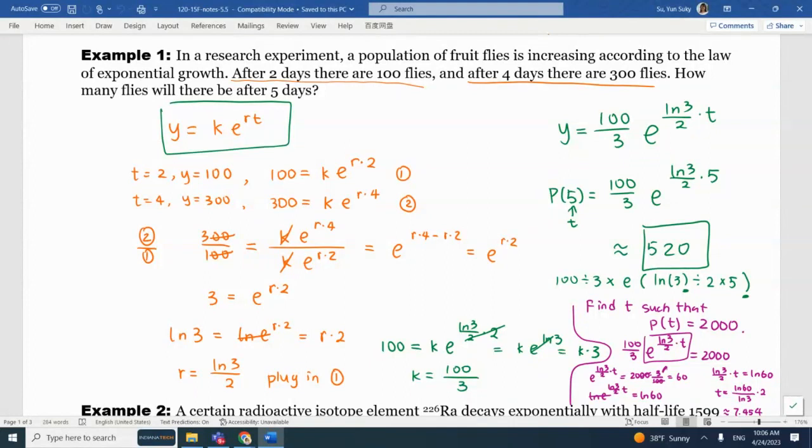And then we want to find how many after 5 days. So we plug in t equals 5. Do you still remember this problem? And then, therefore, we plug in your calculator and you get 520.